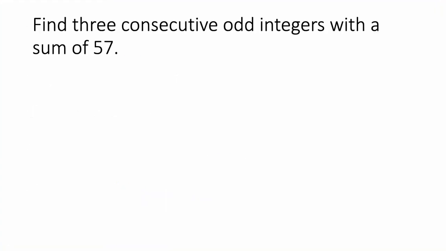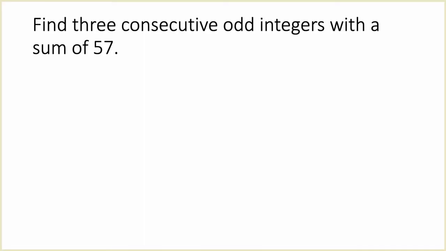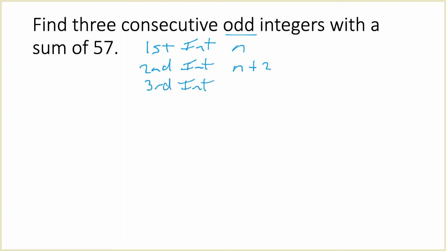Here we have: find 3 consecutive odd integers with a sum of 57. So we want to find 3 numbers that are consecutively odd, and we want a sum of 57. Our first integer, we're going to call n. Our second integer, we're going to jump by 2s, so n plus 2. And then our third integer, this is where it can get tricky, is n plus 4.